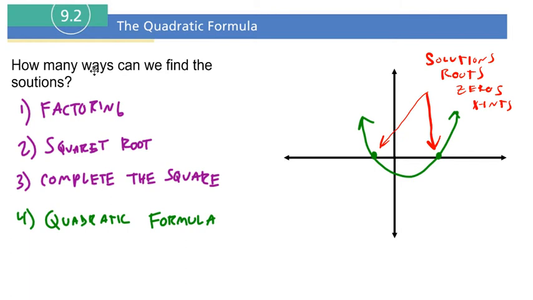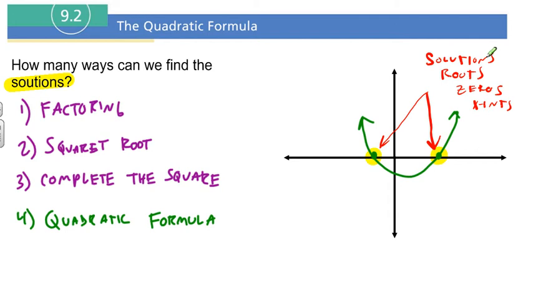Okay, so how many ways can we find the solutions? Now, we've learned a number of ways so far. Again, what does it mean when we're finding the solutions? Well, it means that when we graph these quadratics, and we haven't learned how to graph yet, we'll learn in chapter 10. When you graph a quadratic, and a quadratic means that it has a power of 2, the exponent is 2, then these guys right here are called the solutions.